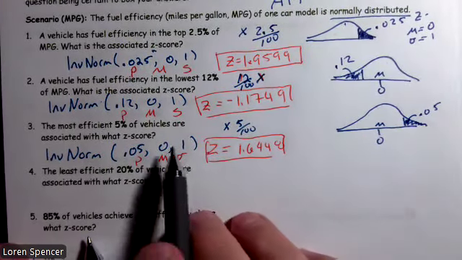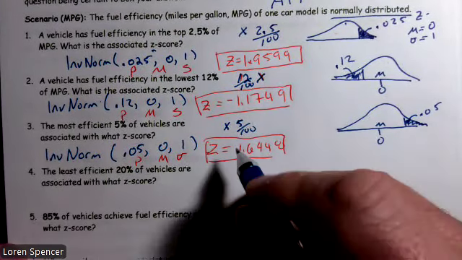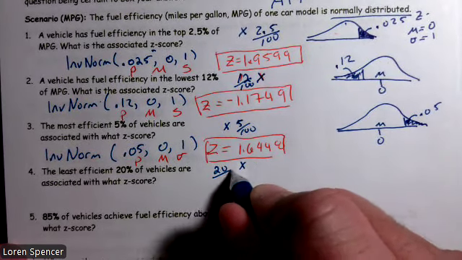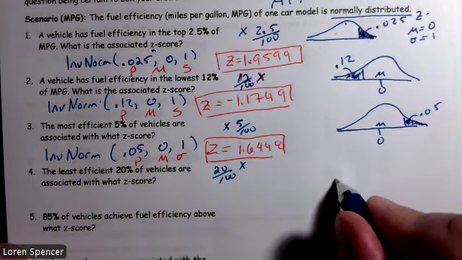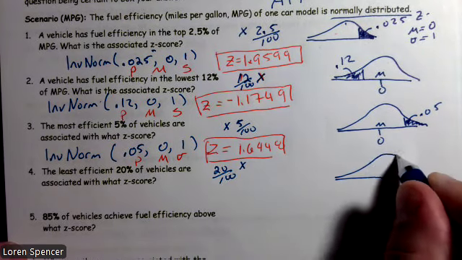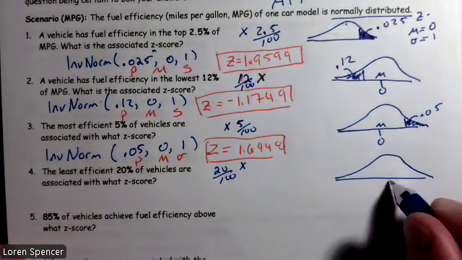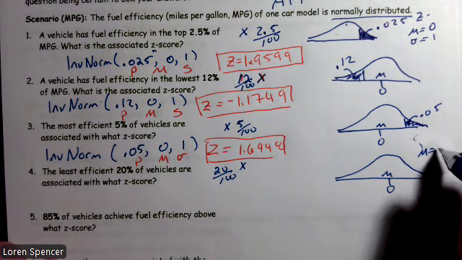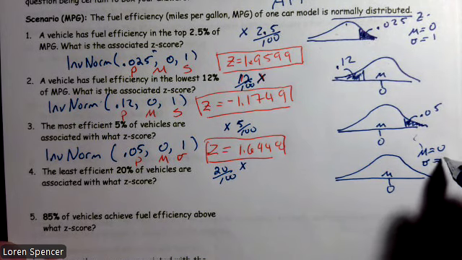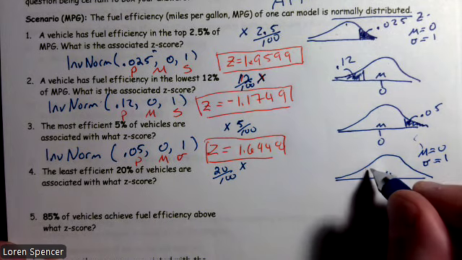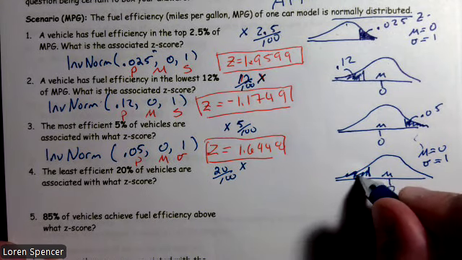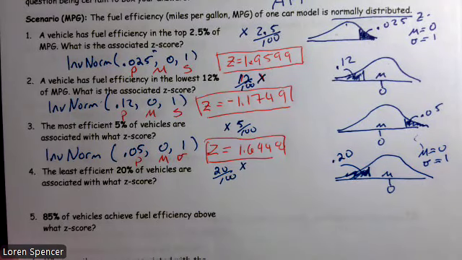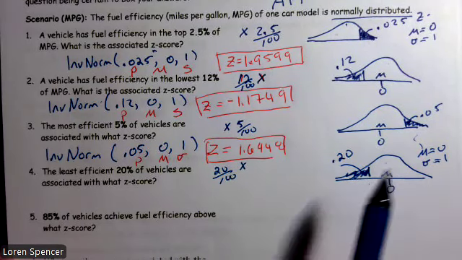The least efficient, okay, 20%. So we have an x, or 20. Oh, that's the lower side. Now, don't forget to divide it by 100. So our mean is 0 because all z-scores have a mean equal to 0. Standard deviation of 1. That's true for all z-scores. And our lowest 20% is somewhere down here. So this is 0.20, all right? Because 20 divided by 100 is 0.20. So that's what I'm looking for.